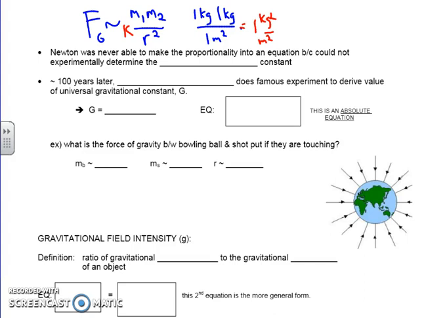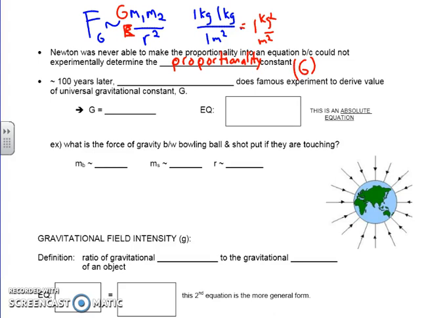So in order to come up with this value, this constant, you have to do it experimentally. And Newton did not have the means to do that at the time. Okay, so we're talking about this proportionality constant. And I shouldn't have put a K there. It actually turns out to be a big G. Okay, so let's try to finish this up.